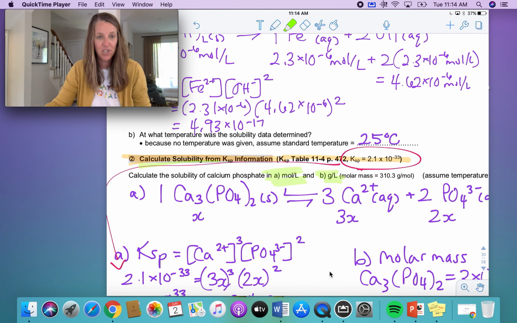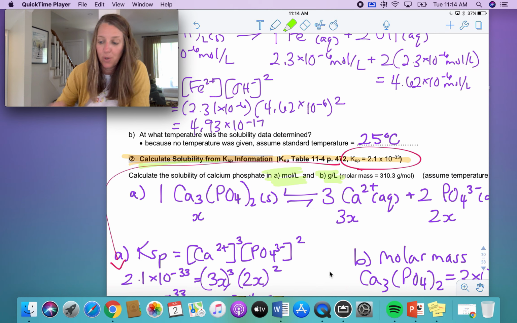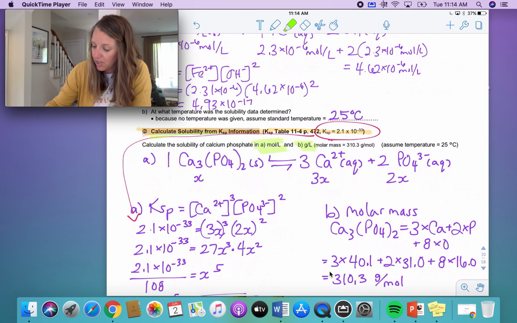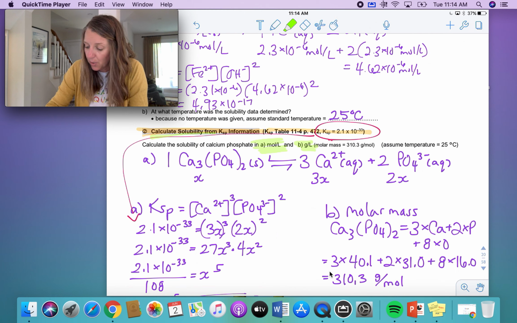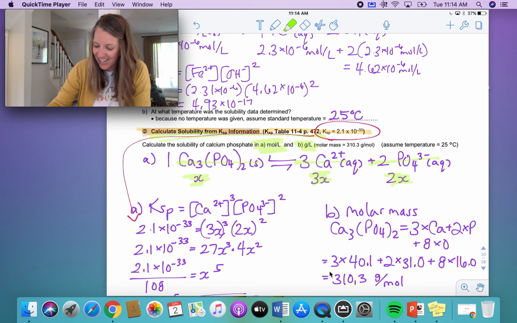So this is where you're going to have to do a couple of these questions from the textbook, okay? Do some of them. It tells you in the schedule which ones are associated with this, but I'll just show you the example that I've already done and just talk through it, okay? So 1 calcium phosphate goes to 3 calcium 2+ ions and 2 phosphate ions. So my ratio is 1 to 3 to 2. So now I know what my K value is.